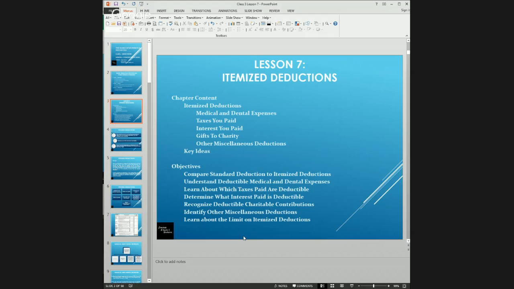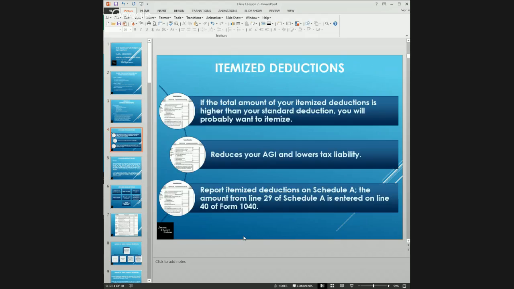We want to understand the deductible portion of medical and dental expenses and learn about how you can deduct certain taxes that you paid and determine which interest payments are also deductible. We're going to also work with charitable contributions as well as a few miscellaneous deductions. We'll also cover the limit on itemized deductions. Once you reach a certain income level, you begin to phase out of your ability to use the itemized deductions.